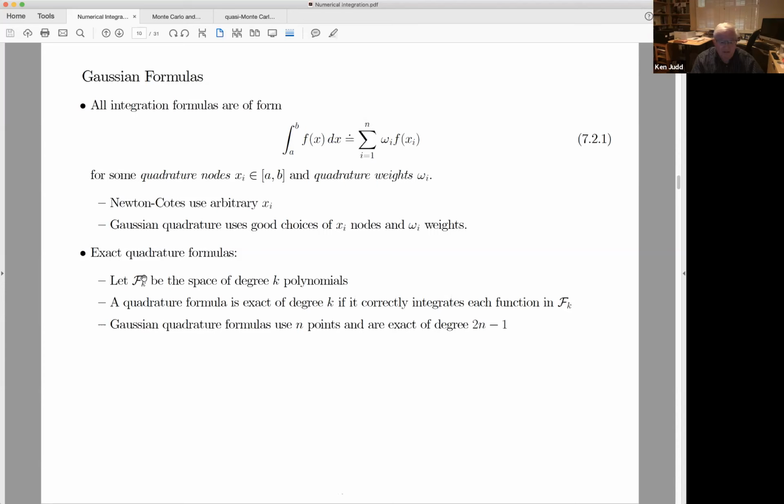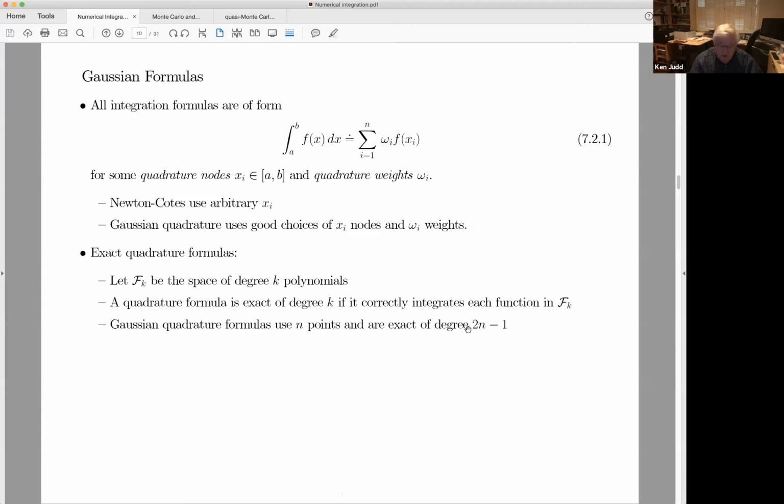Now you're going to have this term, exact quadrature formula. Suppose that F sub k is the space of degree k polynomials. A quadrature formula is exact of degree k if it correctly integrates each degree k polynomial. Now, here's the magic. Gaussian quadrature will use n points, and the formulas will be exact of degree 2n minus 1.